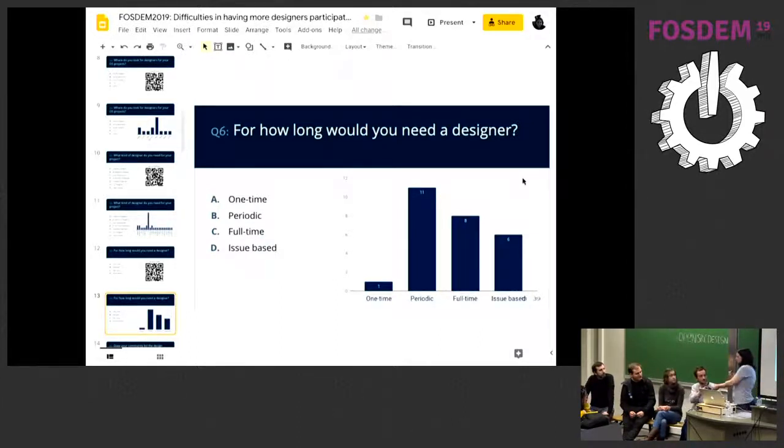And it also depends on the project. XWiki is a platform and it's very complex, and you still have work to do for a longer period of time. But if it's just a logo design, you cannot stay for a long time. You just crowdsource a logo. Yeah, sure, but... Okay. There's a question?